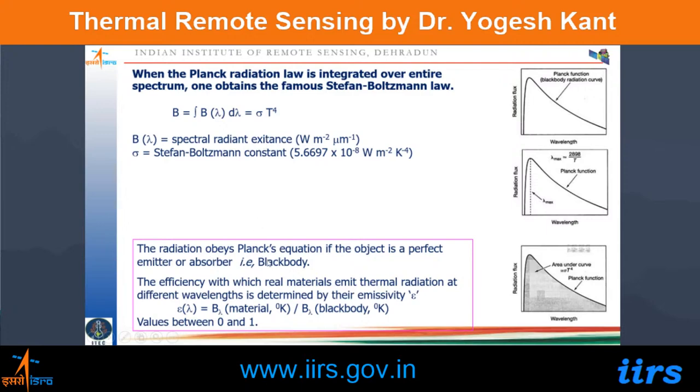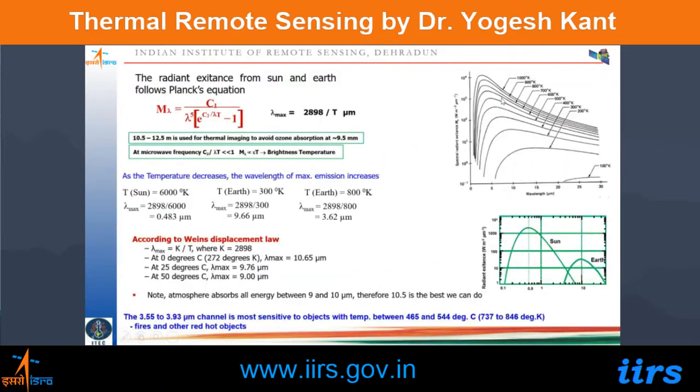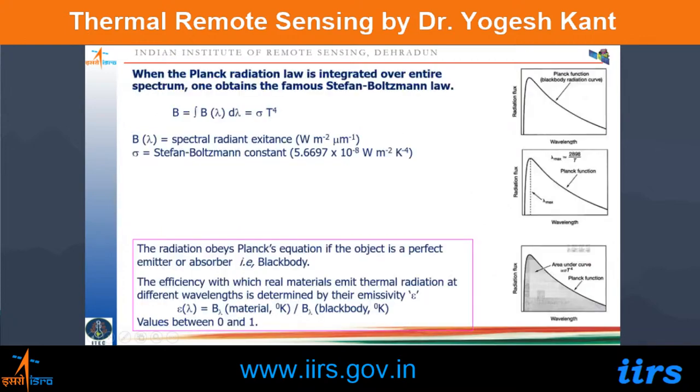As I said, the black body is an ideal body, but on the Earth's surface we don't really find black bodies. Most bodies emit less than the black body, so their efficiency is less than the black body. That parameter is known as emissivity. Emissivity is the efficiency of a material with which it emits as compared to the black body.